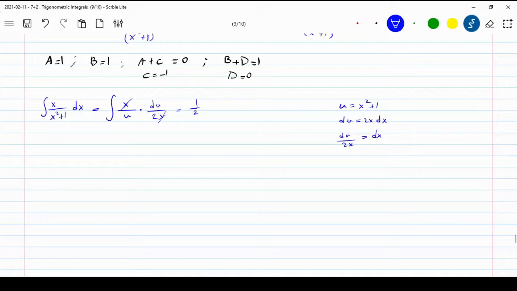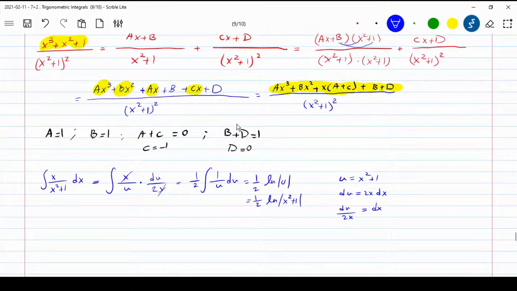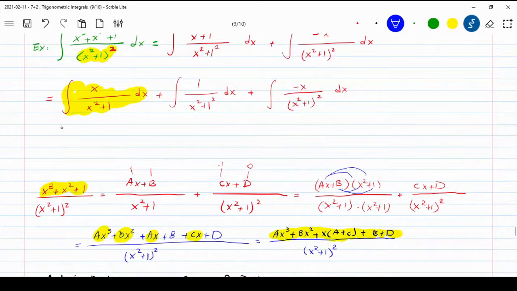So you would have 1/2 integral of 1 over u du, which is simply 1/2 ln absolute value of u. That is 1/2 ln absolute value of x squared plus 1. You may not need the absolute value since the inside is always positive, but I'm just going to keep it. So I found this first integral. It is 1/2 ln absolute value of x squared plus 1.